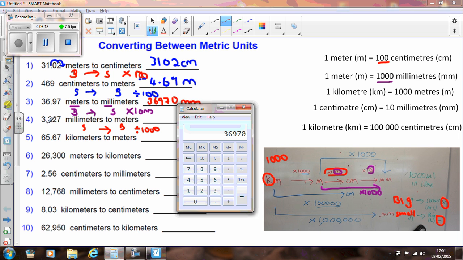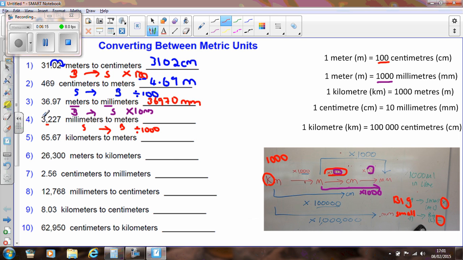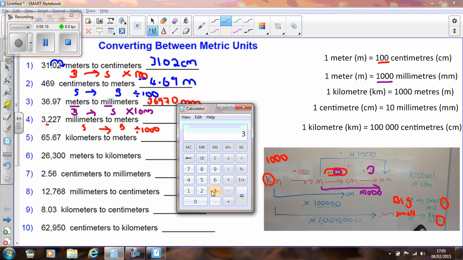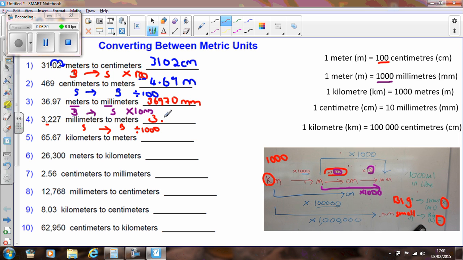This little comma here separates the thousands. All that means is that it's 3,227. So you don't actually have to write that or put it in your calculator. It just goes in like that. And we are dividing by 1000. And that gives us 3.227. And the answer's in metres because that's what we're changing into.